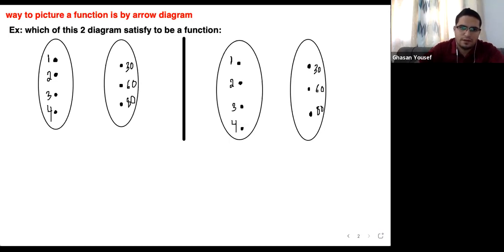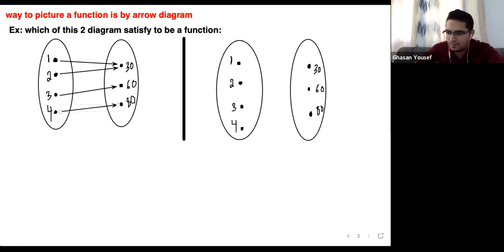For the first diagram, on the left side, number 1 goes to 30, and number 2 goes to 30. Number 3 goes to 60, and number 4 goes to 80. And for the second diagram, number 1 goes to 30. Number 2 goes also to 30, and at the same time goes to 60. Number 3 goes to 80.